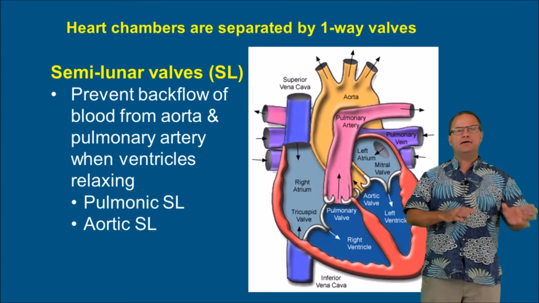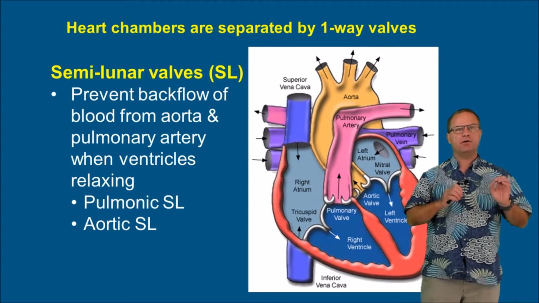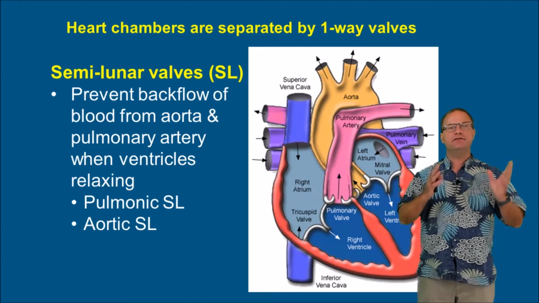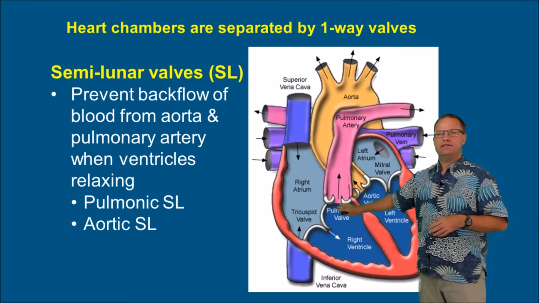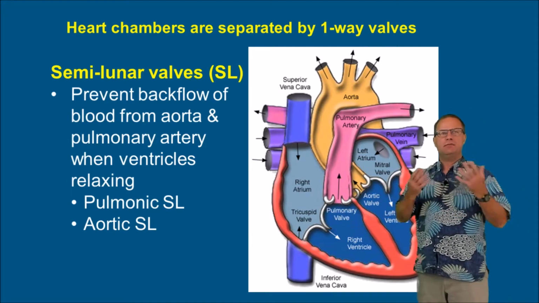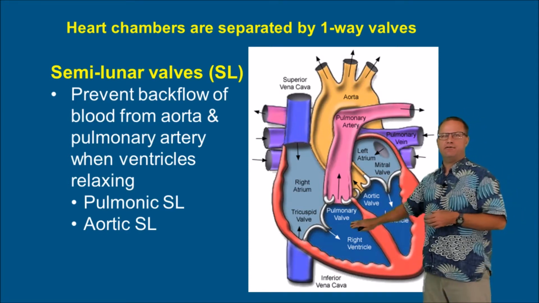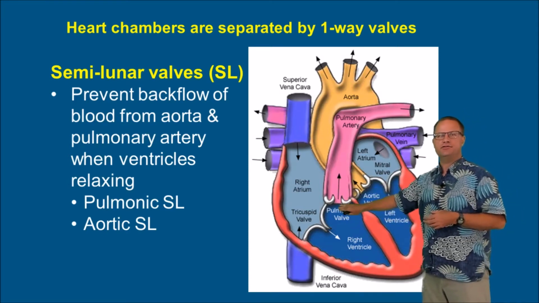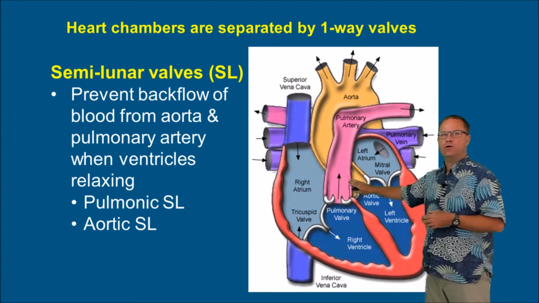Okay, so we have valves separating the atria from the ventricles, but we also have valves separating the ventricles from the blood vessels that are leaving the ventricles. And so these are called semilunar valves or half-moon valves. And we have a pulmonic semilunar valve at the entrance to the pulmonary artery, and we have an aortic semilunar valve at the entrance to the aorta.